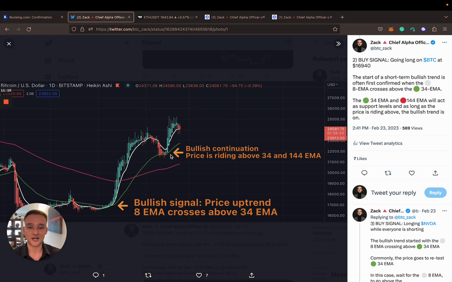As long as the candles are above the 34 EMA, retesting is completely normal, but as long as the price is riding above this, the price is in an uptrend. There's no reason to panic on the pullbacks.